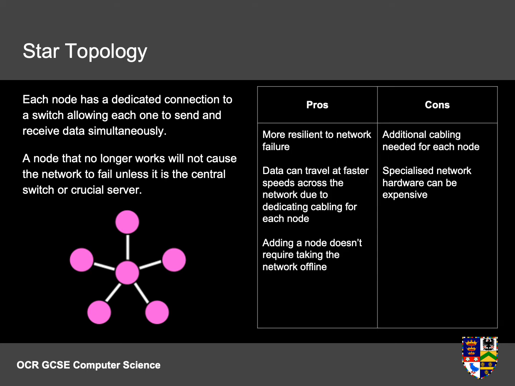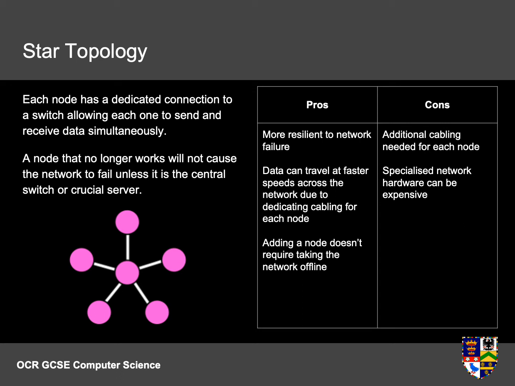Now, there's a lot of pros to the star network. It's much more resilient, as we've already said, to network failure. So thinking about those dedicated lines, if one of those lines fails or one of those computers fails, the rest of the network should be able to continue on. Because each one has got one of those dedicated cables, the data can move much faster. You're not having to have computers share a particular route or a particular cable, so there's much less network congestion, an issue that was with the previous topologies.